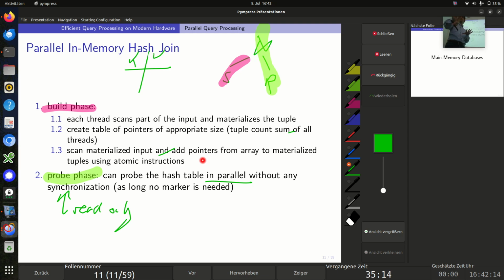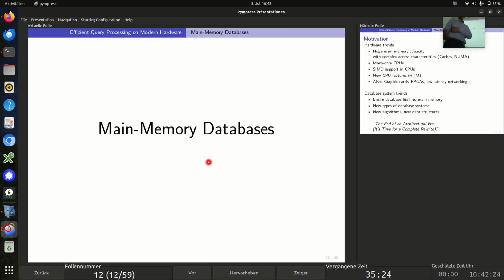Okay, questions? If not, we can continue to main memory engines. And now you will learn everything about main memory databases, with examples like SAP HANA. This is one of the most common main memory databases.